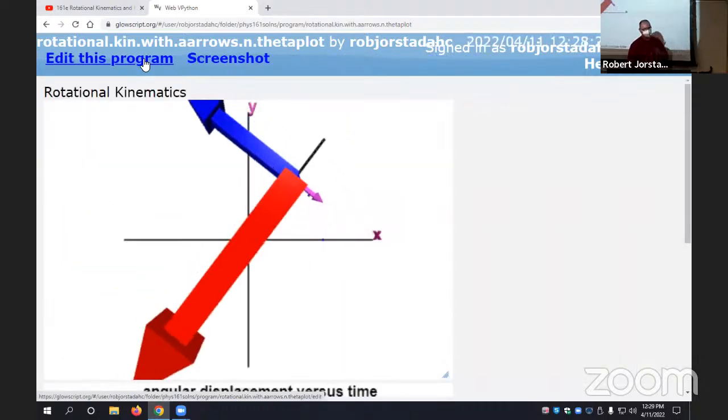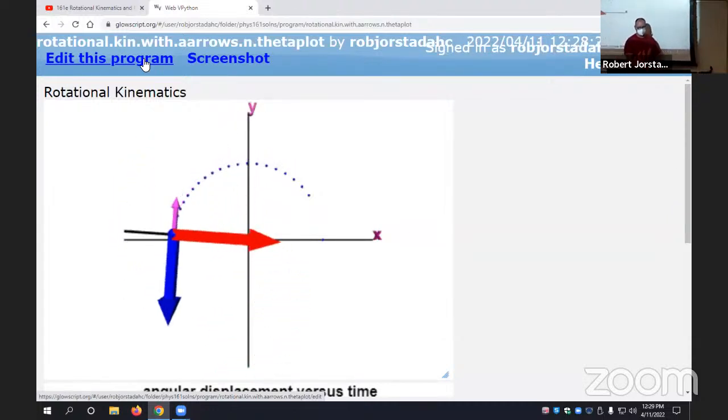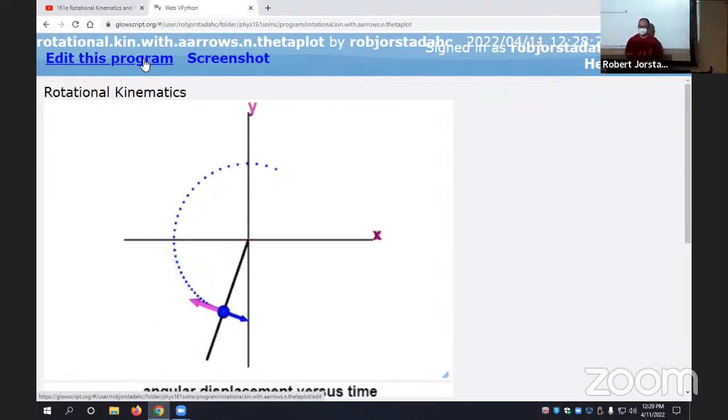We don't want to say counterclockwise. So what unit vector represents omega? Out of the page, k hat. Remember that? Grab that axis.